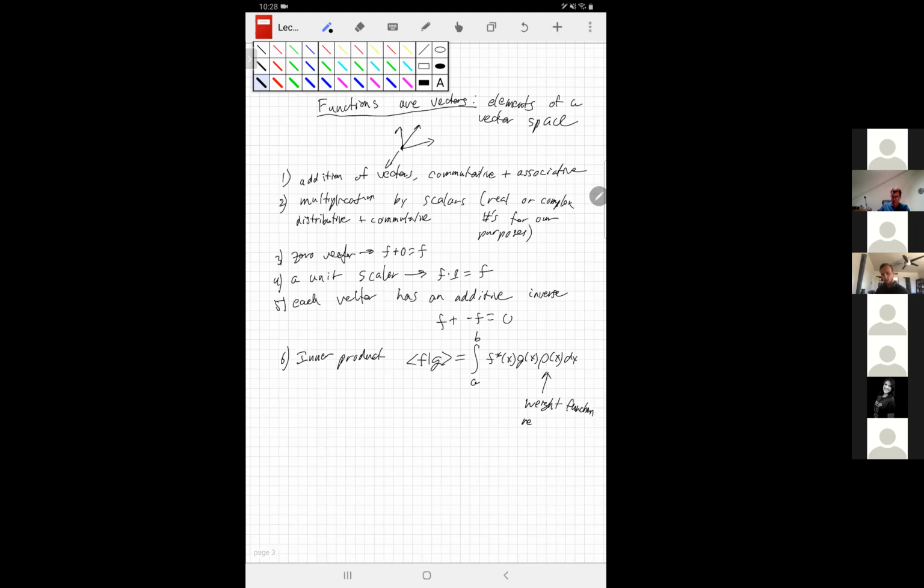Right? It's real, and non-negative between A and B. All right. So is that what mathematicians refer to as weights? Objects that are real and non-negative?